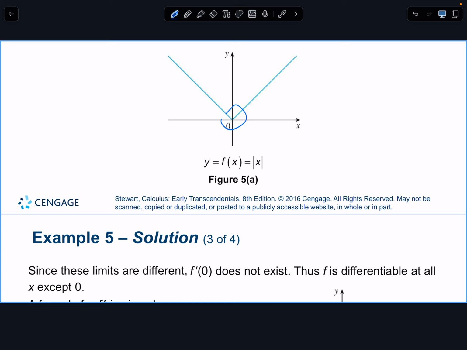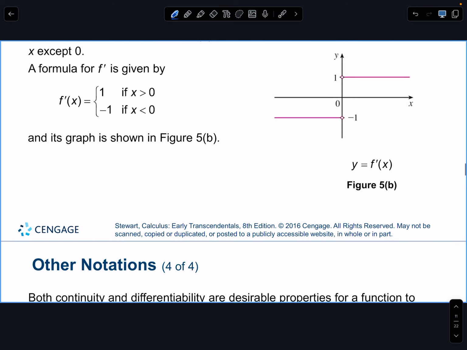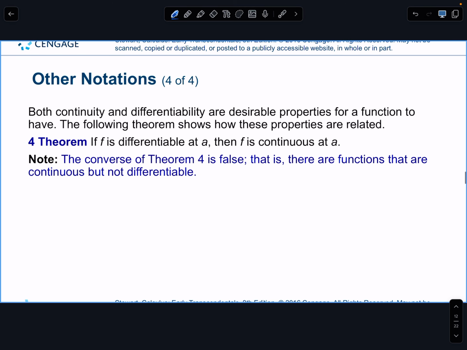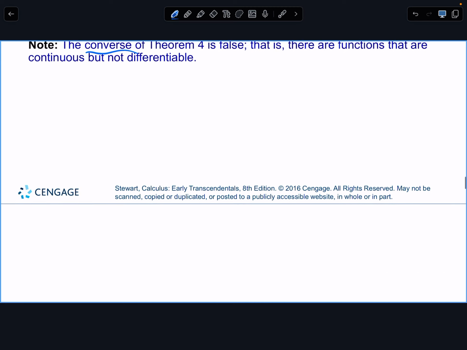Differentiable is a little harder. It's a higher standard. So that's what they're saying right here, number 4. If f is differentiable, then you know it's continuous. It has to be continuous to be differentiable. But the converse is not true. If you read it backwards, that wouldn't be true. In other words, if we said if f is continuous, then it's differentiable, that's not true. And we just saw an example of that with the absolute value. It was continuous, but not differentiable.